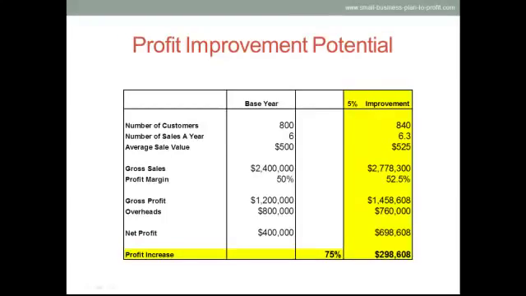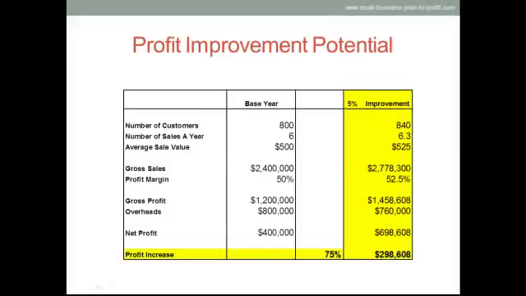So a 5% improvement means instead of 800 customers, we've done a little bit of marketing and we can find a way to build that up to, say, 840 customers. So an extra 40 customers a year coming through the doors of this particular business. We use some marketing techniques to increase the number of times that these people buy from us from 6 times a year up to, say, 6.3 times a year.